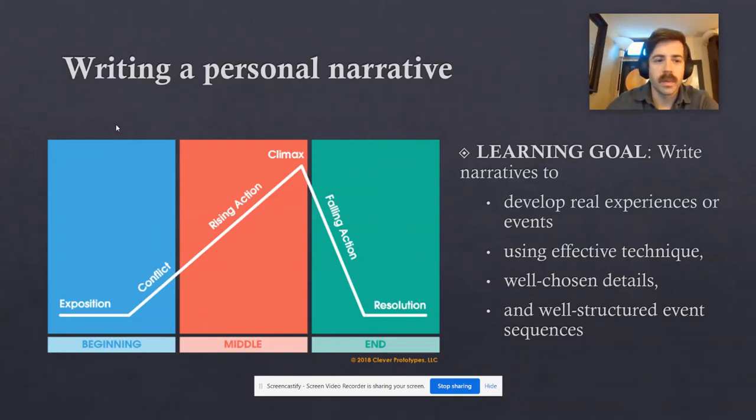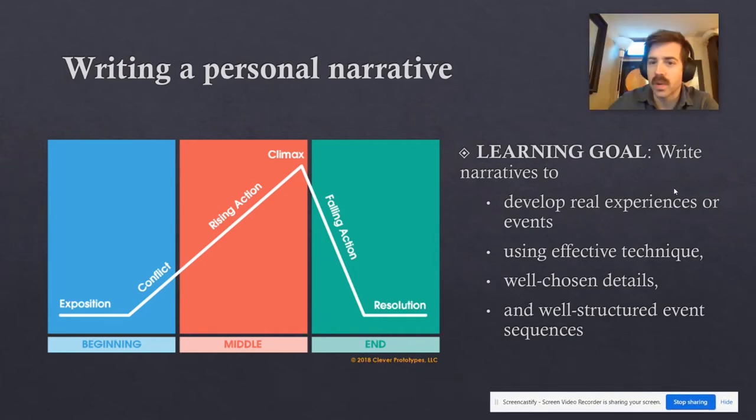So we know that we're going to be writing a personal narrative that covers the beginning, the middle, the end, the exposition, the rising action, and the resolution of our story. Ultimately, our learning goals are we're going to learn how to write narratives in order to develop real experiences. We're going to try to choose some effective techniques. We're going to look into some well-chosen details, and we're going to structure events in a way that makes sense.